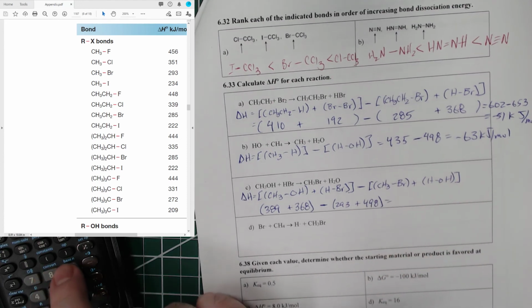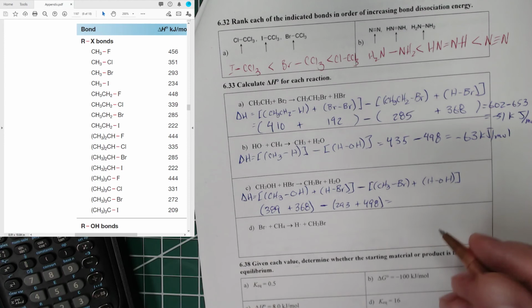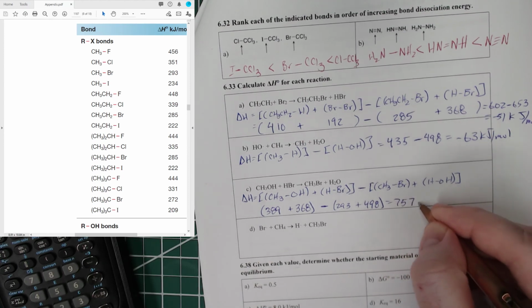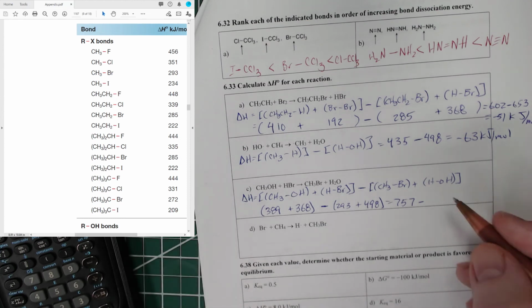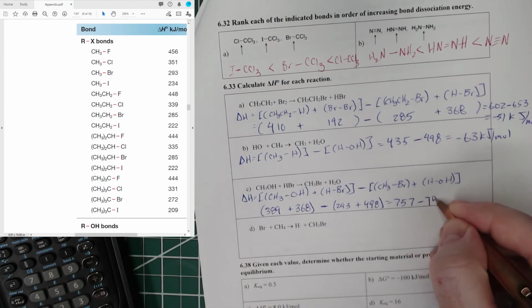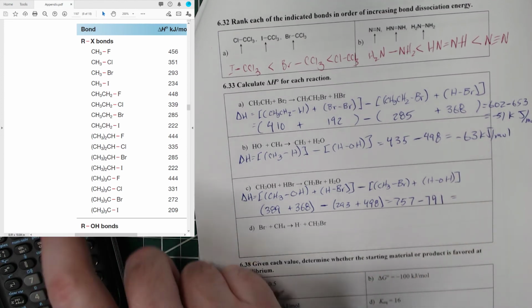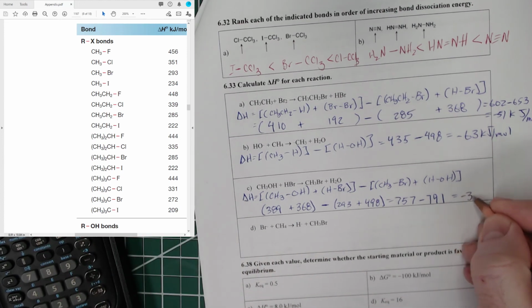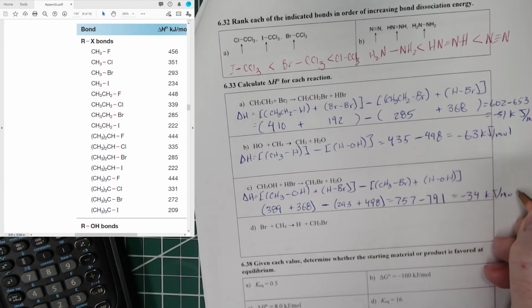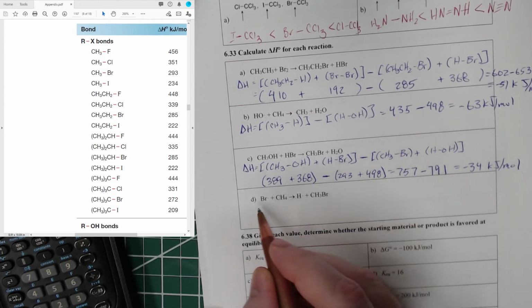All right, so 389 plus 368. 757 minus 293 plus 498, so minus 791. Negative 34 kilojoules per mole. All right, we'll do this one more, and that will be the end of this particular problem.